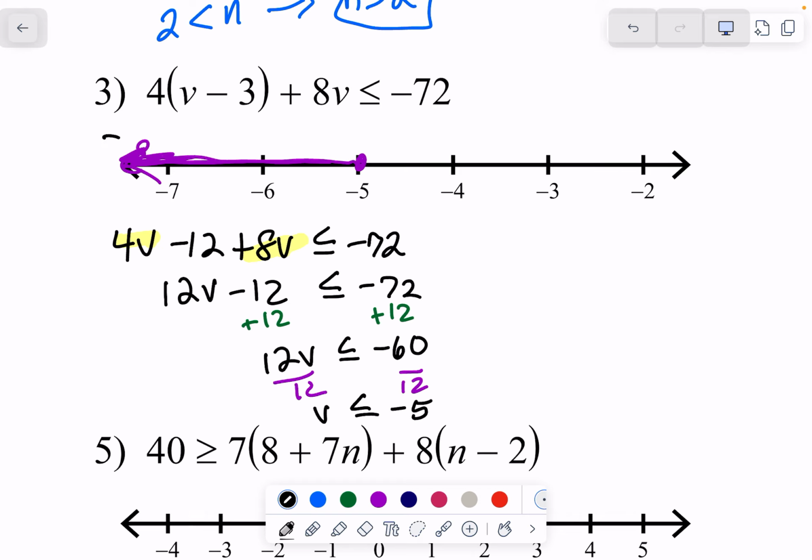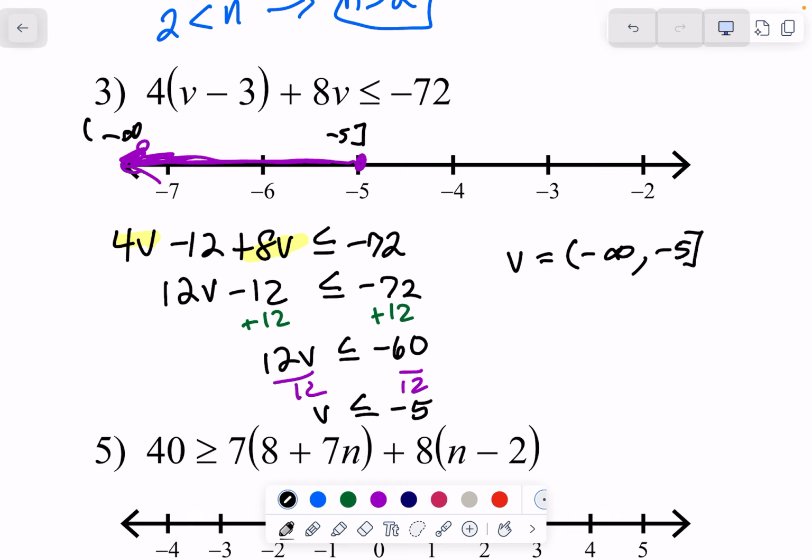The leftmost value is negative infinity. We colored that arrow to the left. Our rightmost value is negative 5. We need a bracket on the negative 5 because we can land on it. It was colored in. So your negative infinity gets a parenthesis, and your negative 5 gets a bracket. We have to go from least to greatest, so our v is going to be from negative infinity to negative 5. Negative 5 gets included because we get that bracket.